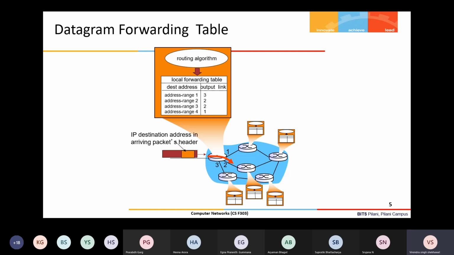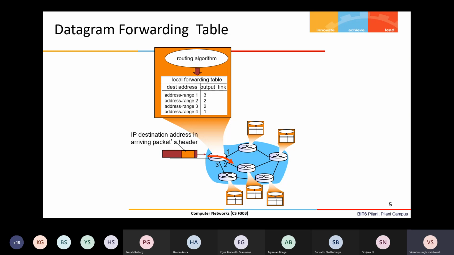But in a virtual circuit, as I explained in the previous class, the path from source to destination is entirely defined, or you can say fixed. But in a datagram network, at every hop we take a call on what the next hop will be, so that this packet or datagram can reach the destination.